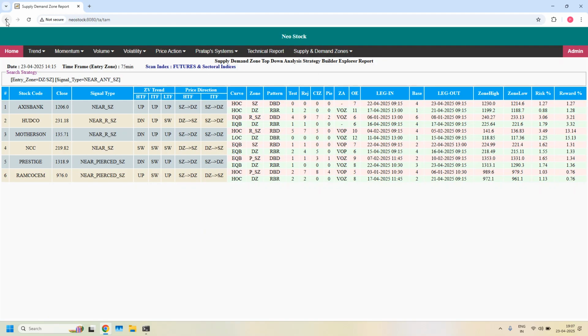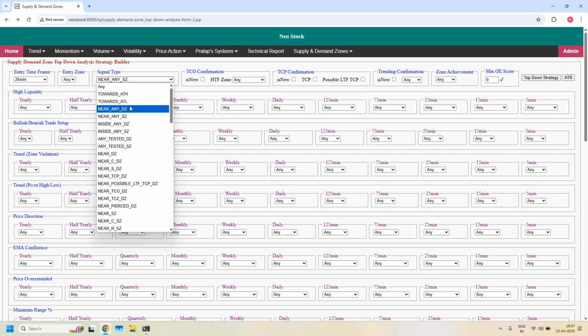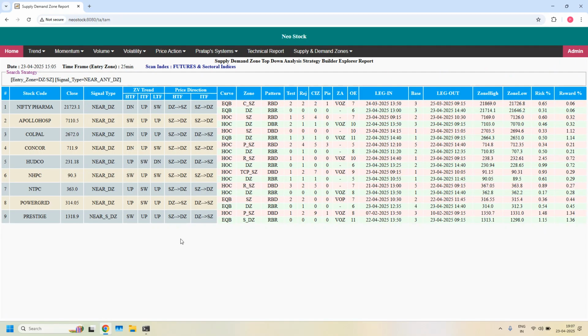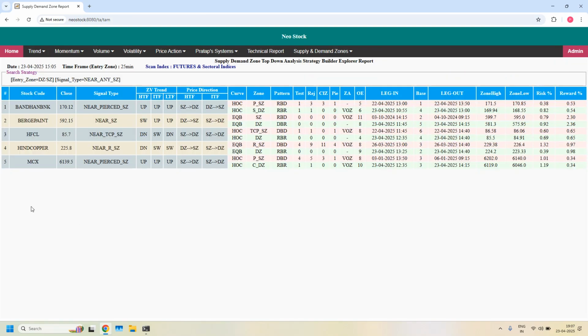Next time frame is 25 minutes. Stocks near the 25 minutes demand zone. We got 9 stocks. Next, stocks near the 25 minutes supply zone. We got 5 stocks.